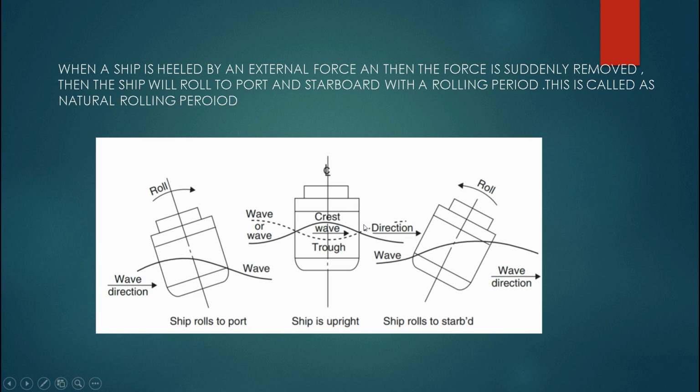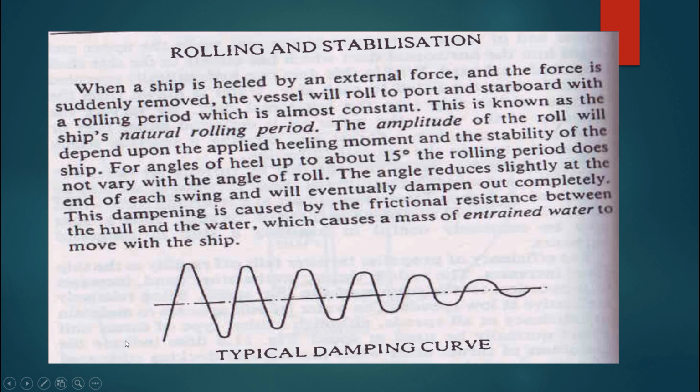So when the ship starts to heel to the starboard, and then returns to upright, due to momentum it will go to the port. Like that the ship will continue to roll for a certain period. At last the amplitude will get reduced, and it will reach the rest position.